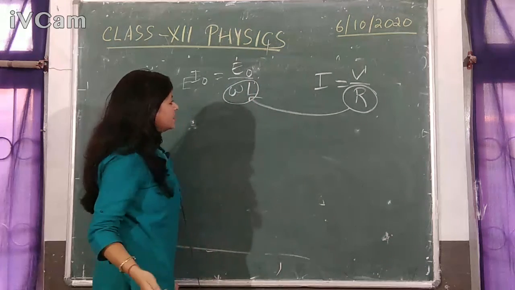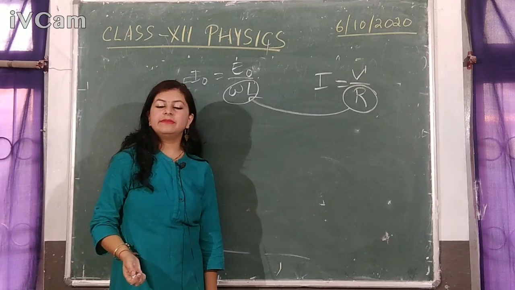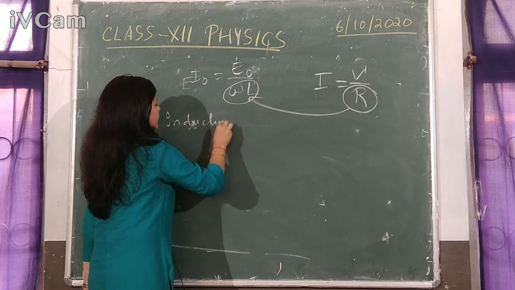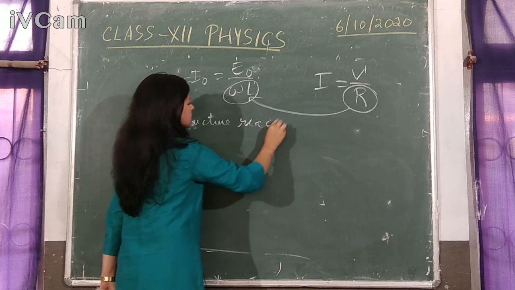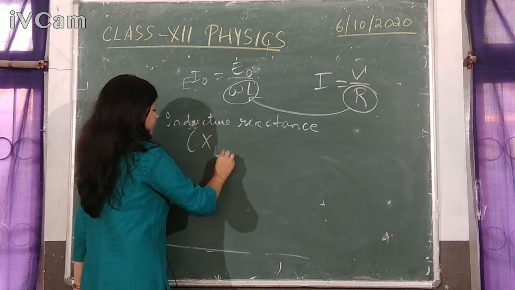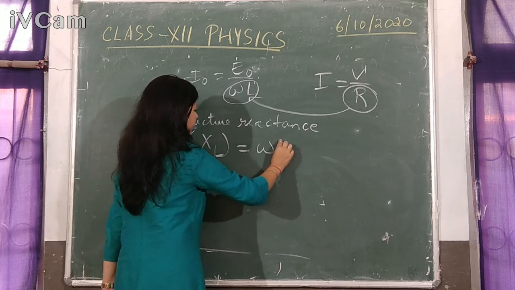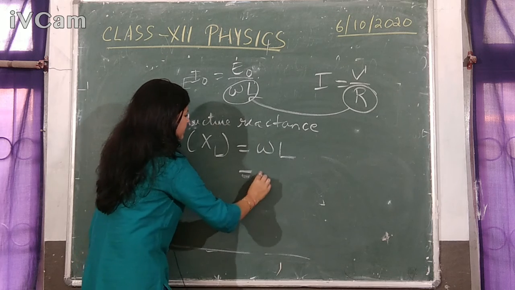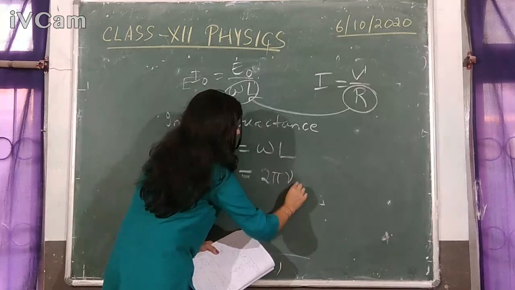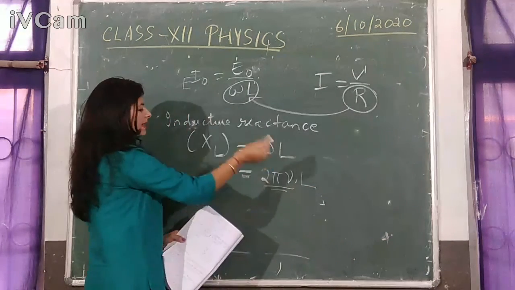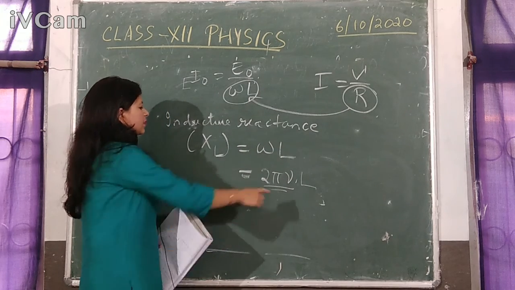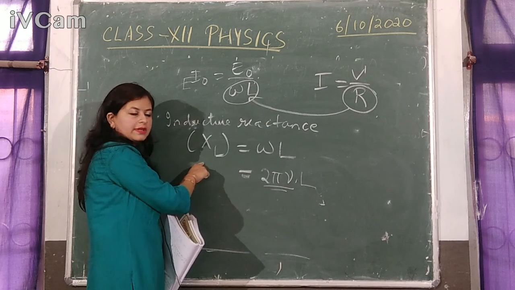So the main job of this omega L in the circuit is to limit the flow of current, and this is called inductive reactance, which is denoted by the letter XL, that is equal to omega L. Now omega L can be written as 2 pi into frequency into L, because omega is equal to 2 pi by T, that is 2 pi f. Naturally, the more the frequency, the more will be the value of this reactance.